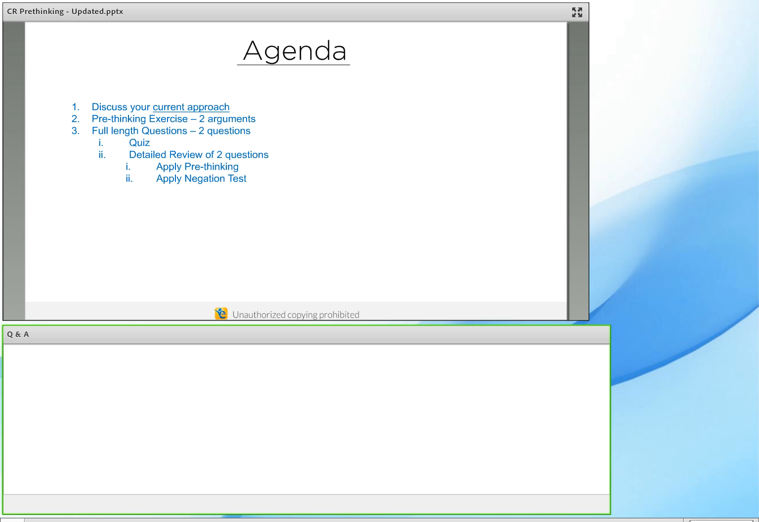Then we're going to apply pre-thinking to full-length questions. And as we do that, we're going to do that as a quiz first. So you're going to solve those questions, and then I'm going to approach them using pre-thinking. We're going to apply the negation test on the two closest answer choices. And then we're going to really see how you can become a skilled pre-thinker.